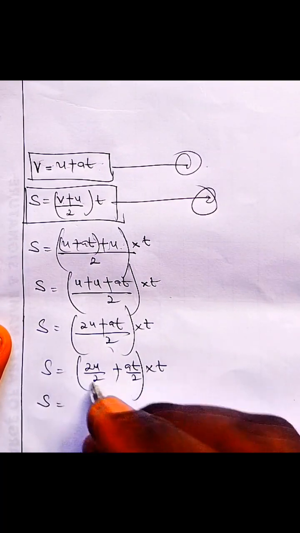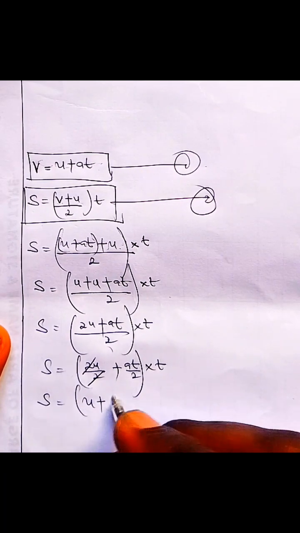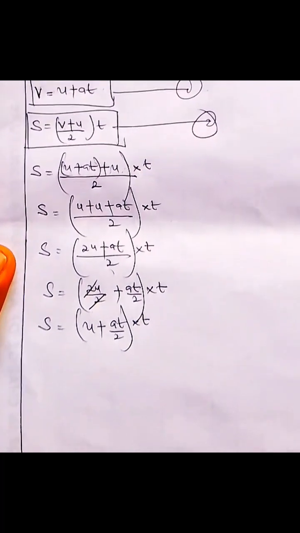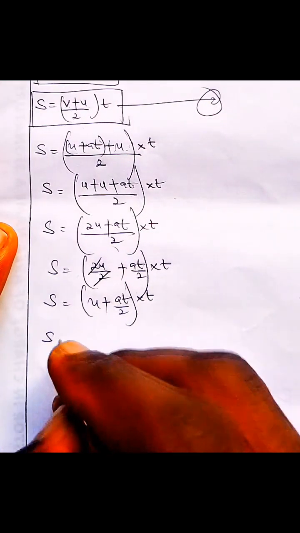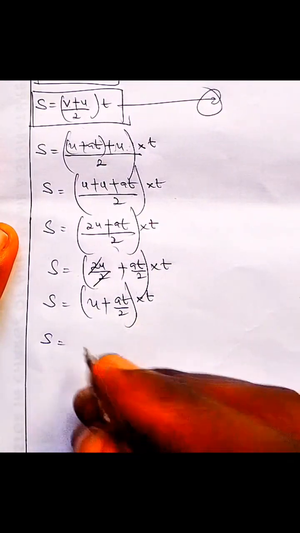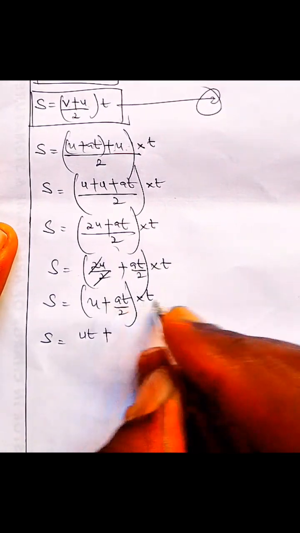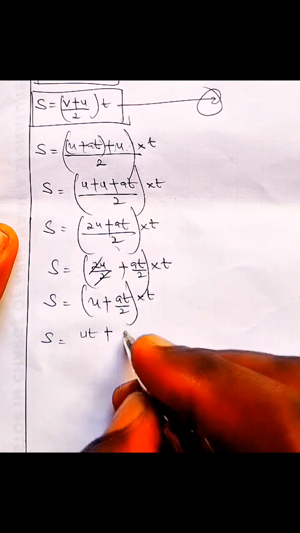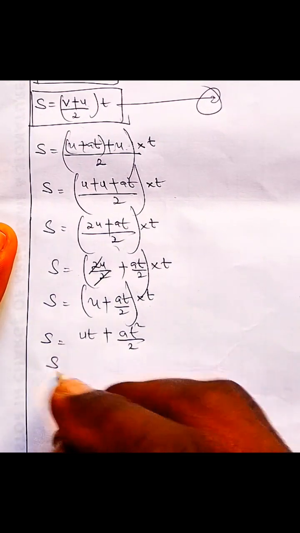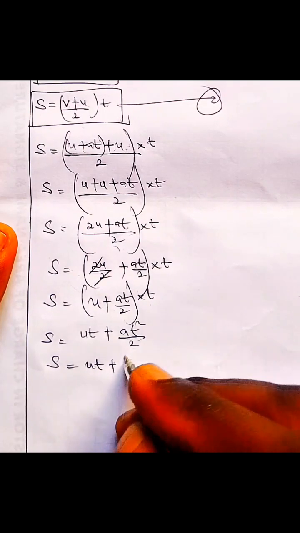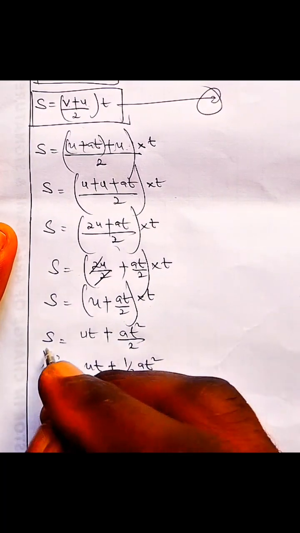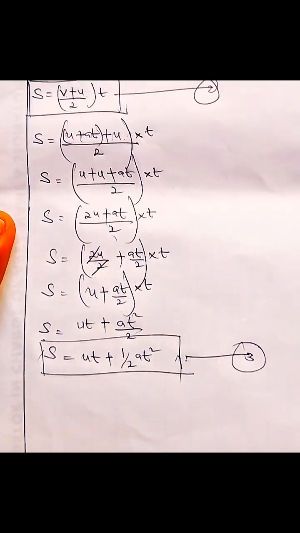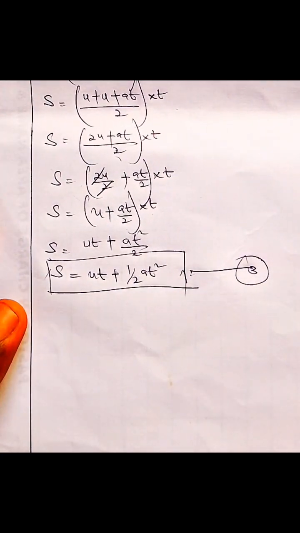So what do we have there? The 2 cancels 2: u plus at over 2, times time. Now we're going to open up the bracket. So s equals t multiplied by the stuff inside the bracket. u times t is ut, plus at over 2 times t is at squared over 2. So s is ut plus half at squared. This is the next equation of motion. So quickly, you're going to derive more equations of motion.